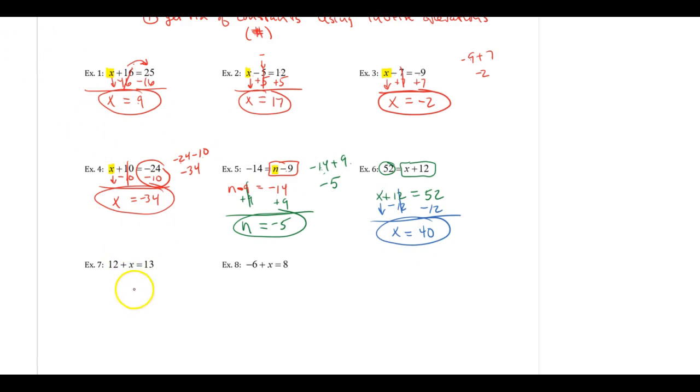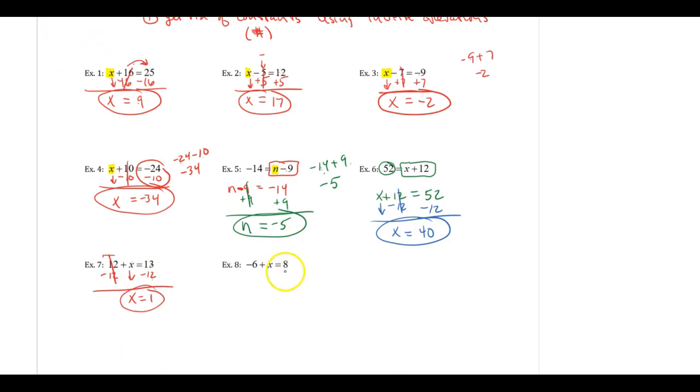Number 7. This is where it gets a little tricky. That's 12 plus x. Is 12 positive or negative? It's positive. Therefore, to get rid of it, I'm going to subtract it. What do I have to do to this side? Subtract 12. Bring down my x. 13 minus 12 is 1.